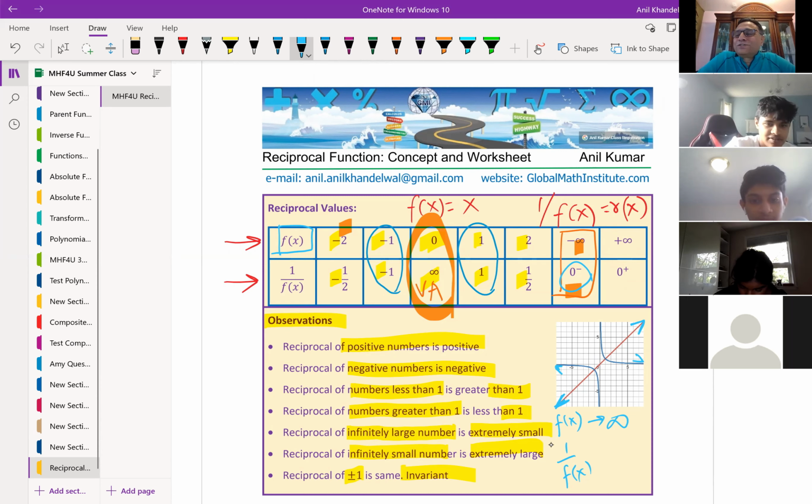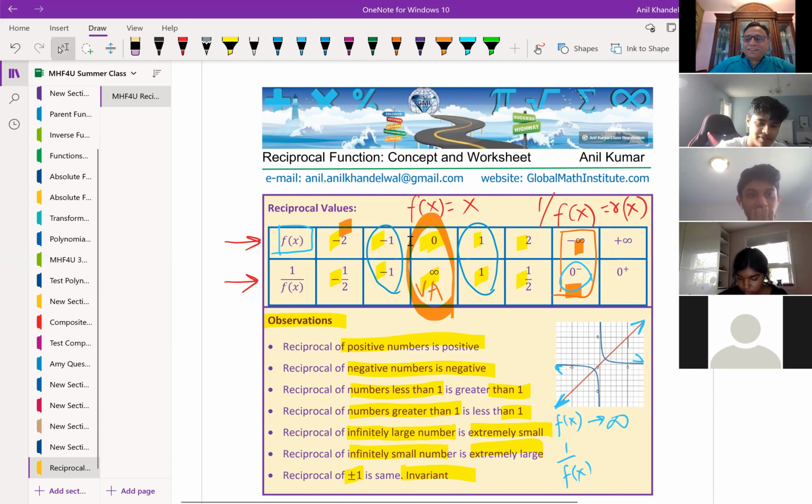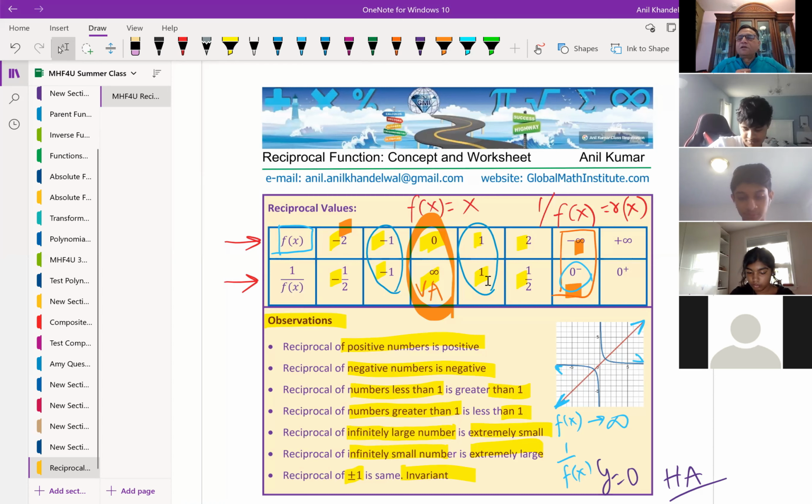Minus 1,000 will give you 1 over minus 1,000, and then it will keep getting smaller in magnitude because the value is approaching infinity. So the higher the value, the smaller the reciprocal. You can see from the graph how it is approaching 0 from above. So now all of you, is this point very clear, reciprocal values and how we are going to relate it with the graph?